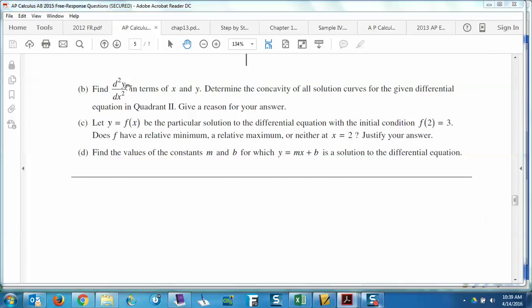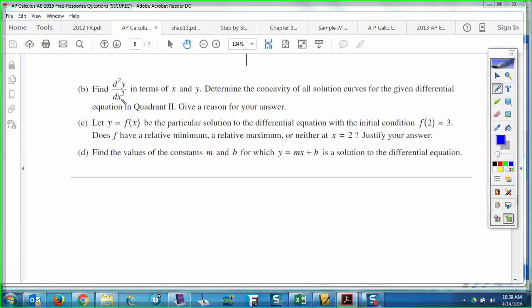Now, part B. Find the second derivative in terms of x and y. So you have y prime equals 2x minus y. But remember, we're doing it with respect to x. So what is y double prime? What's the derivative of 2x? 2. Because we're doing it with respect to x, x prime would be dx over dx, which is just 1. So we can just put 2 there. What's the derivative of y? Y prime. The normal derivative of y would be 1, and then put that on y prime.